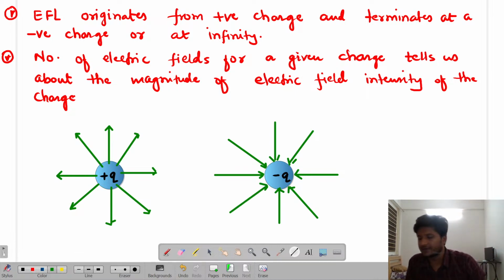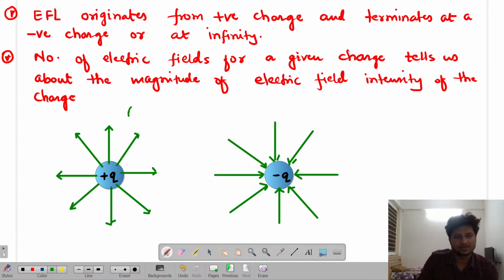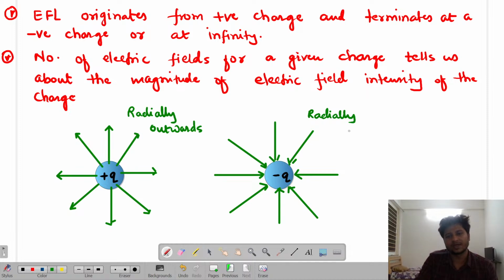Good. For negative charge, they are radially inwards. Is that clear? For this, it is radially outwards. For this, it is radially inwards. Is that clear or not?